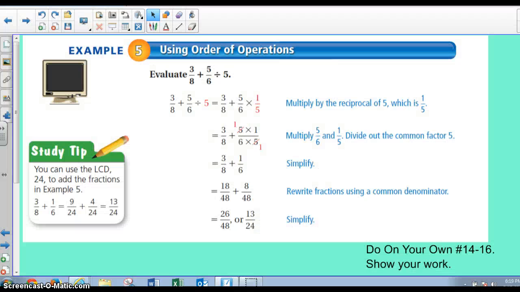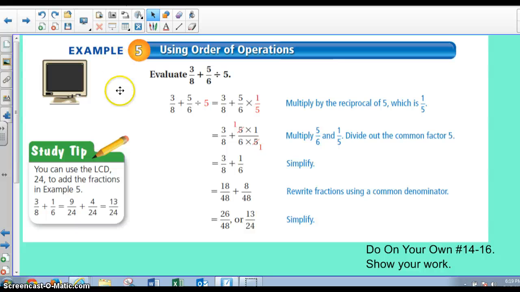Now getting back to example 5. You did just learn about what we call PEMDAS, or that's your order of operations. And you have to know PEMDAS before you start working with different types of equations. So let's take a look at this first one here.